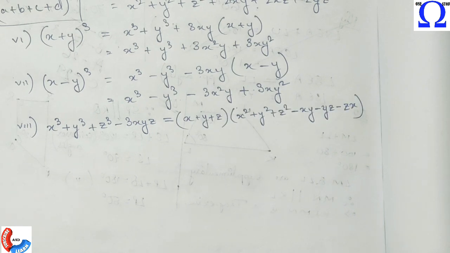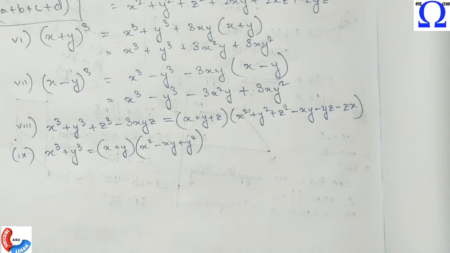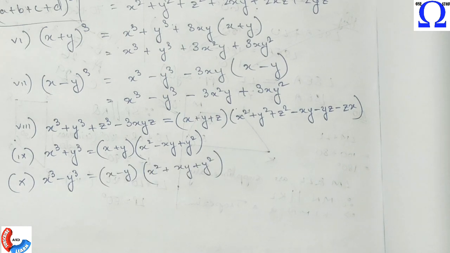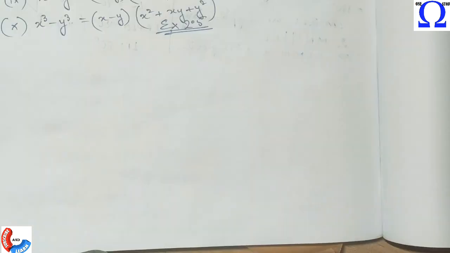So this is the last identity. We have two more identities actually. From the questions we can find that x cube + y cube can be written as this. Similarly, we have x cube - y cube, that is this. So these are the 8 plus 2, 10 identities which we will be using in our next exercise. So let us start our exercise.